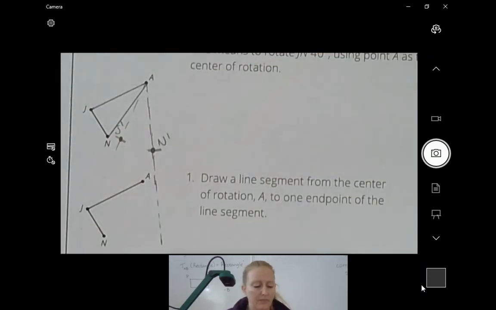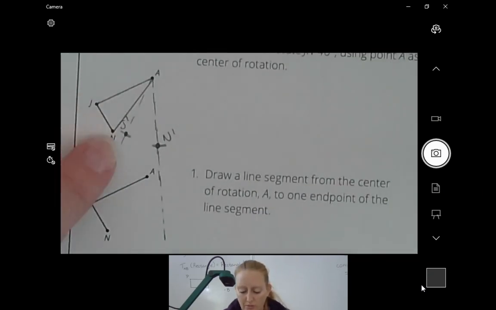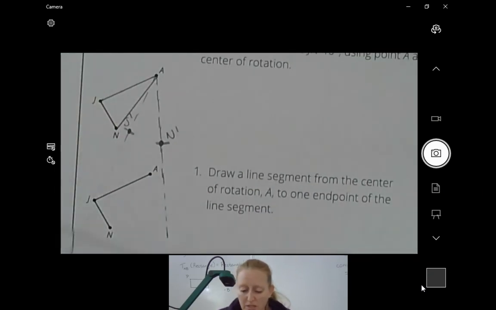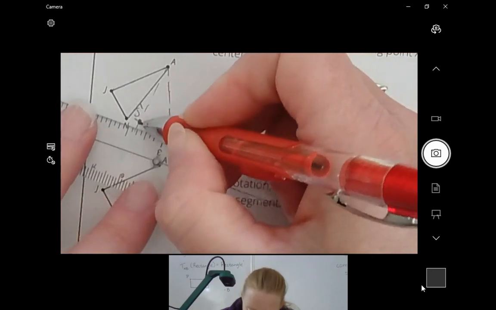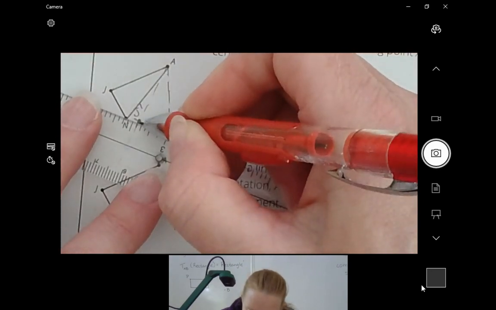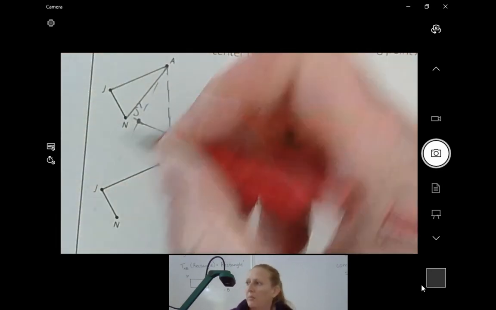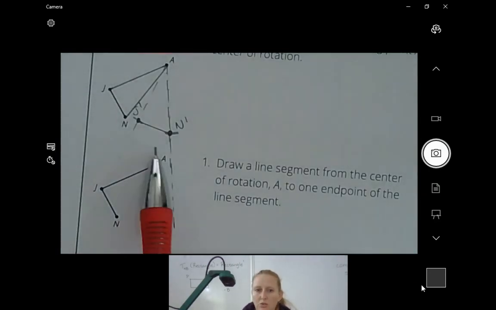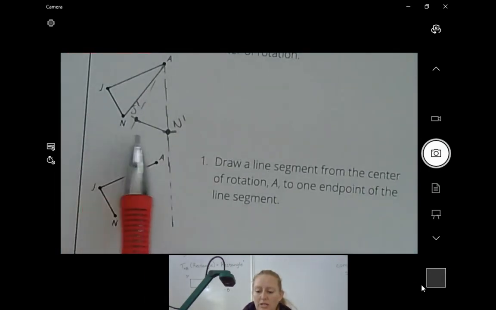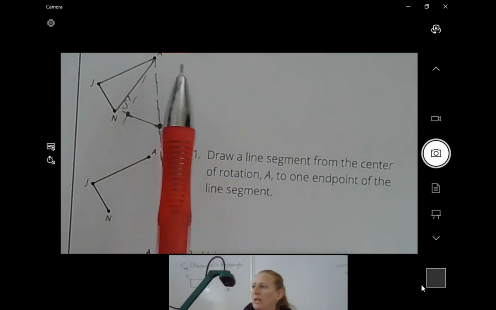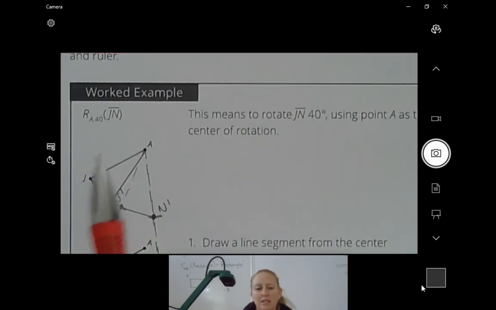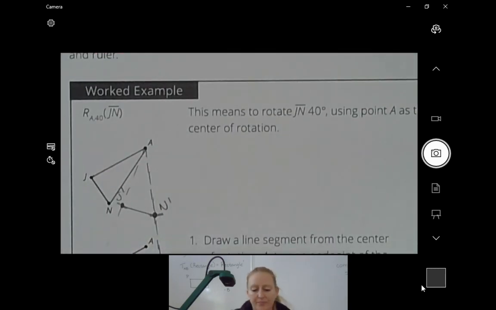It doesn't really matter. And now that I've moved both of these points, I can take my straight edge and connect them up to make J prime, N prime. So here is my new segment rotated around point A a positive 40 degrees.